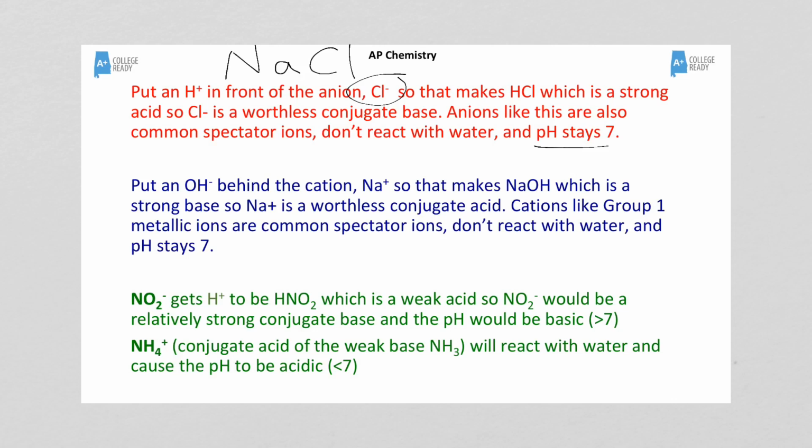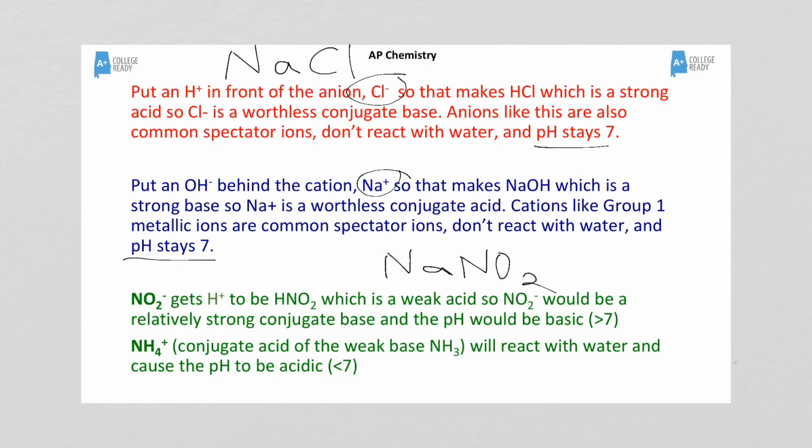So then I have to look at the other part of the salt, and here is sodium ion. Again, sodium ion, you think of it as a spectator ion, so that might help you to remember this, but it also is associated with a strong base, so it is not a good acid. It can't react with water. So this tells you that since the sodium ion and the chloride ion both came from a strong base and a strong acid, neither of those ions could react with water, so the pH of that solution would stay 7.